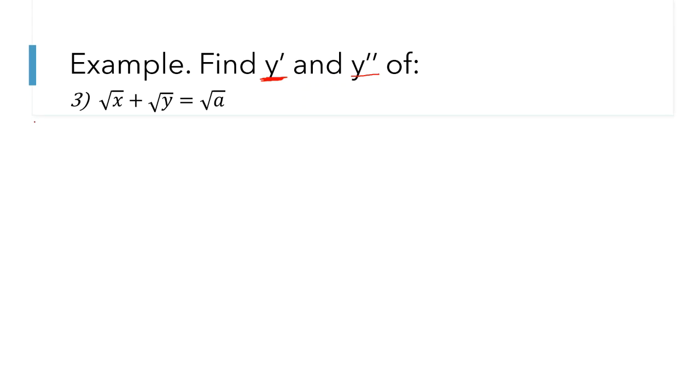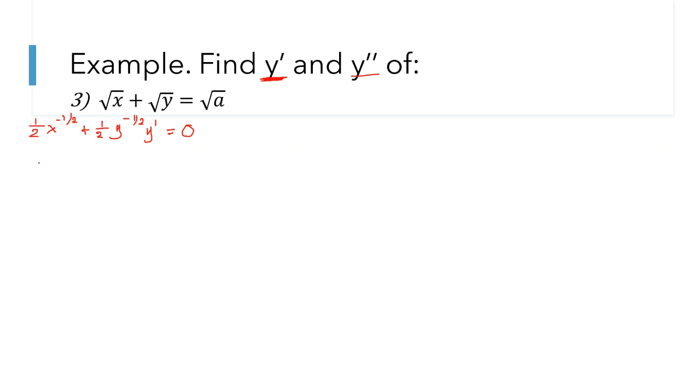Derivative of square root of x is 1/2 x raised to negative 1/2 plus 1/2 y raised to negative 1/2. And again, if we are deriving a term with y, we have to multiply that with y prime. Derivative of square root of a, since a is constant, is just equal to 0.